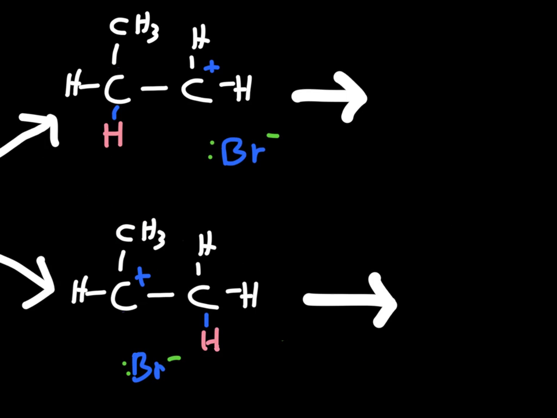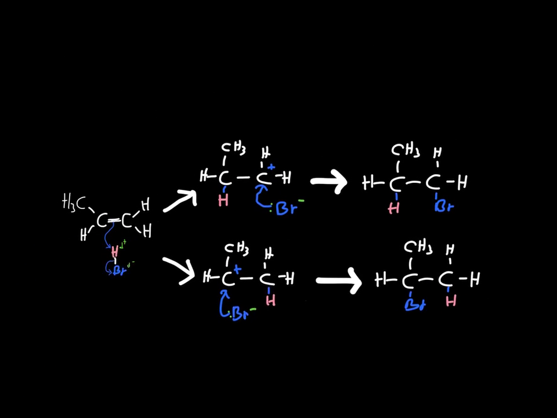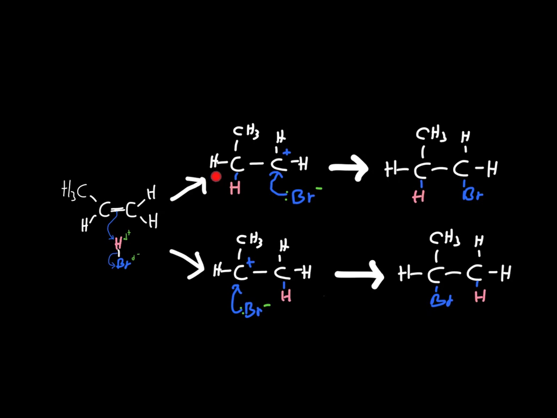So let's continue on with what happens with these mechanisms. For the minor intermediate, the lone pair on the bromide ion is attracted to the positive carbon and forms a covalent bond there. With the major intermediate, the bromide ion this time attacks this positive carbon, the one in the center. So we can see with the minor product we end up with 1-bromopropane, and with the major product we end up with 2-bromopropane. If we look at this whole mechanism, we can see the whole mechanism going the 2 separate ways.